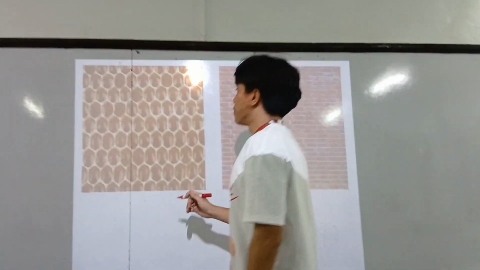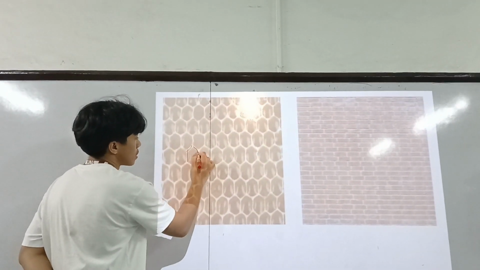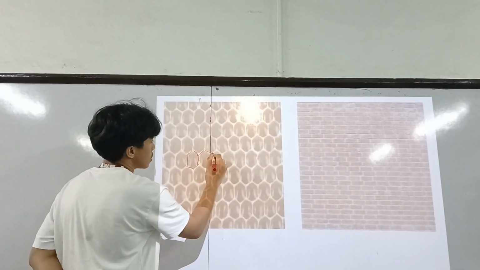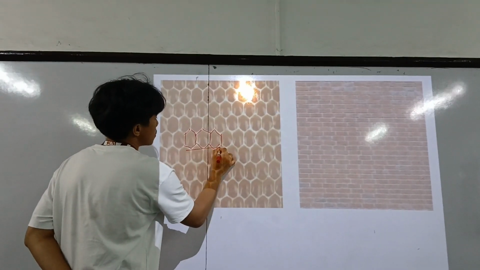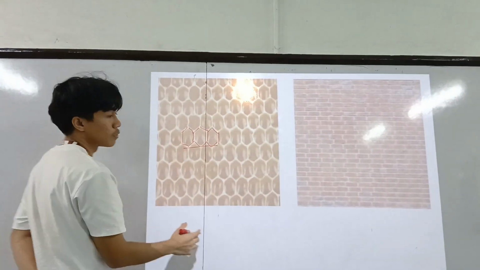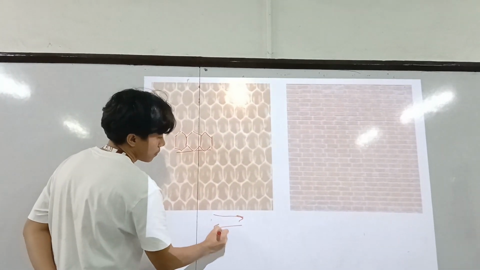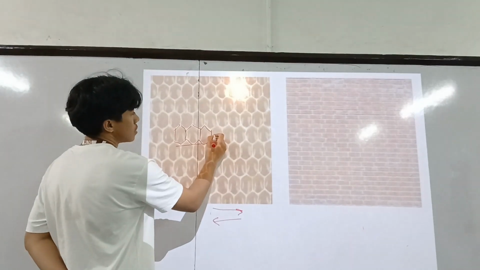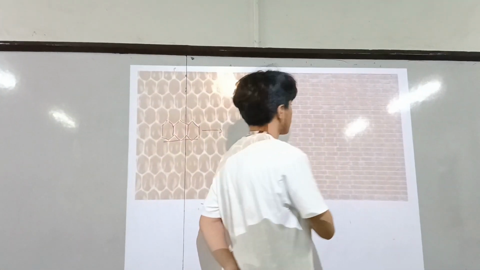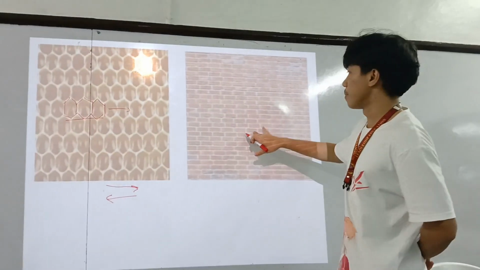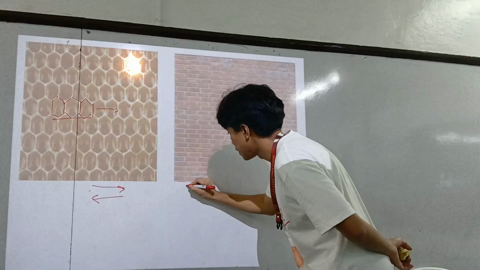So, for our example, the honeycomb, like this. Even if it moves in any direction, to the right or to the left, the structure will still look the same. So, it connects to the bricks. As we all know, bricks have this kind of pattern.